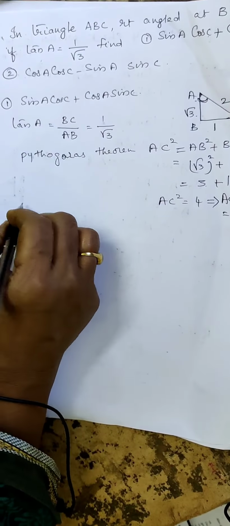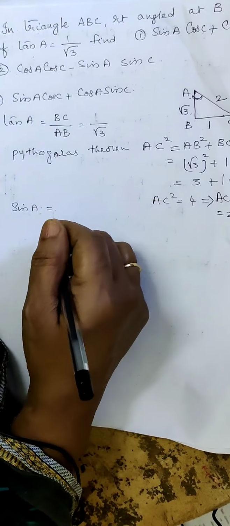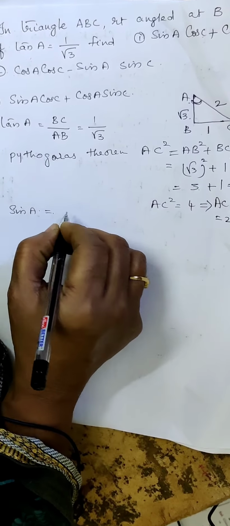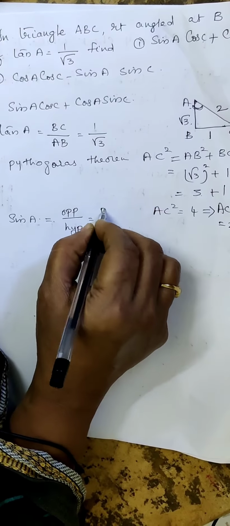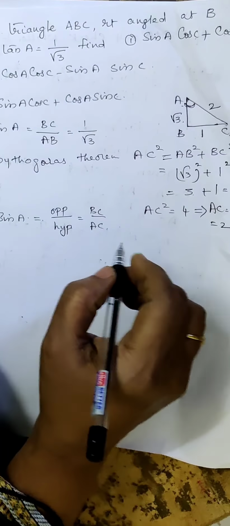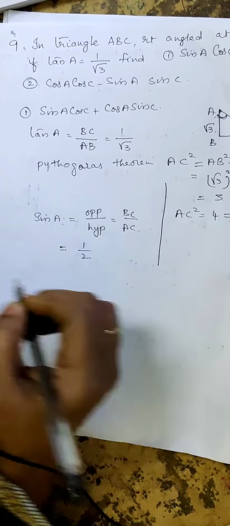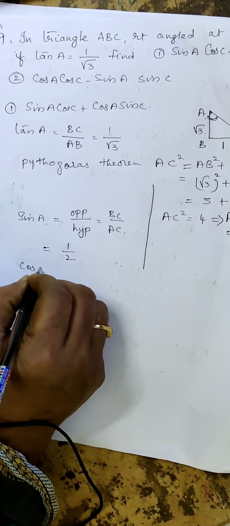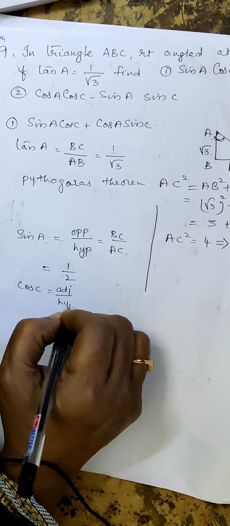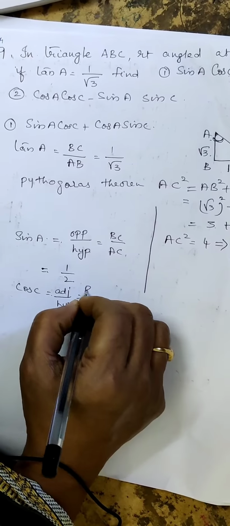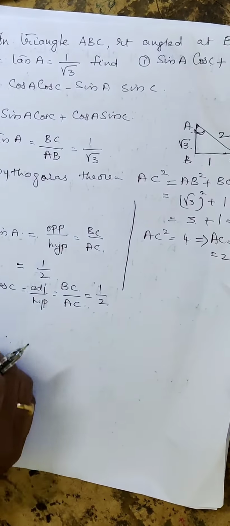Now you can write easily what is sin A. From these values, what is sin A? Opposite by hypotenuse. Opposite by hypotenuse means BC by AC. BC by AC is equal to 1 by 2. Similarly, cos C. Cos C is equal to adjacent by hypotenuse. What is adjacent to C? BC. BC by AC means 1 by 2.